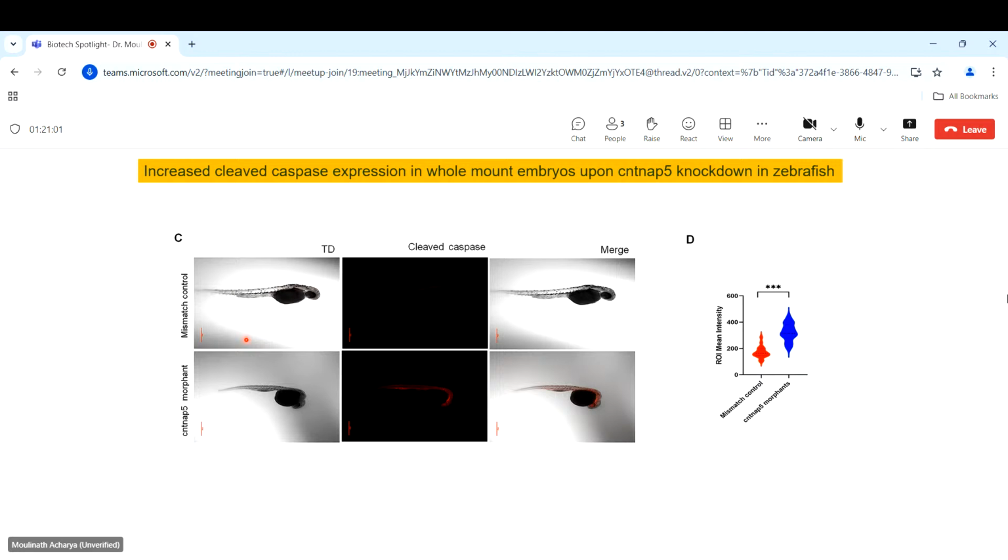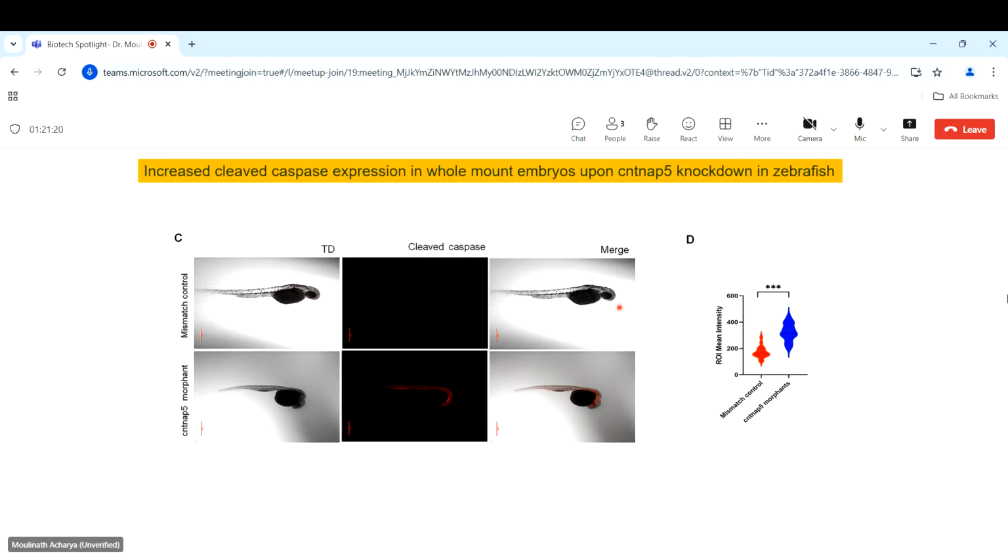Next, we have looked into apoptosis, because in glaucoma there is neurodegeneration and there is a huge apoptosis that has also been observed in the glaucomatous condition. And that actually leads to this neurodegeneration. So what we have observed is pretty interesting.